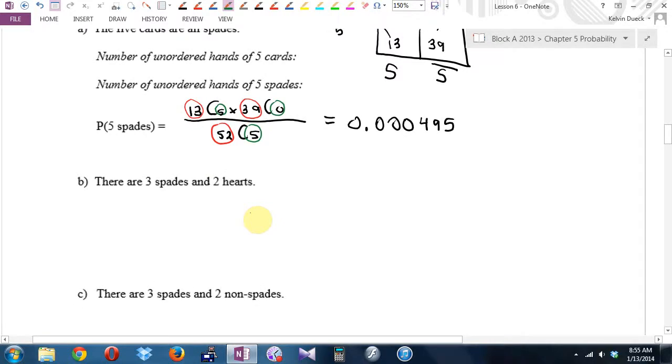Jordan, when you're done yawning, can you read B to me, please? There are 3 spades and 2 hearts. This is going to be a bucket. You know why? How many cards are we choosing? 5. This bucket's going to have 3 compartments. Wait a minute, I thought just 2. No, 3 compartments. It's going to be spades, hearts, and others.